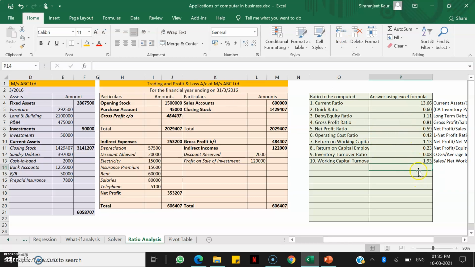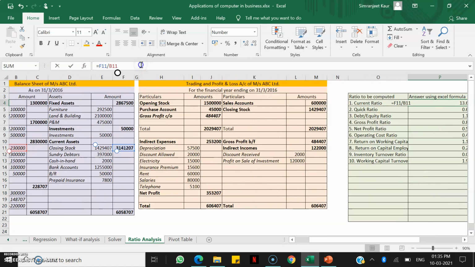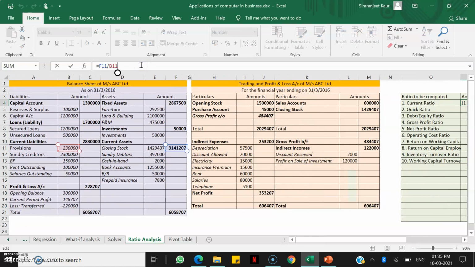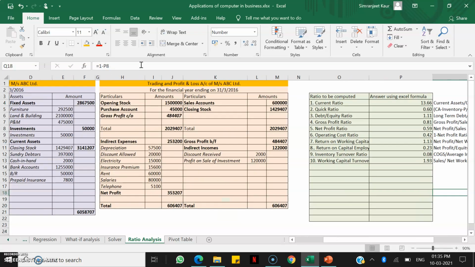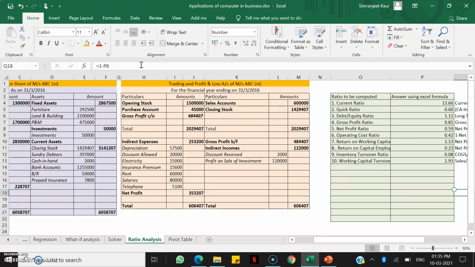So these were my ratios, right? So this is it for your ratio analysis, right? I hope you understood all of it. And thank you for listening.